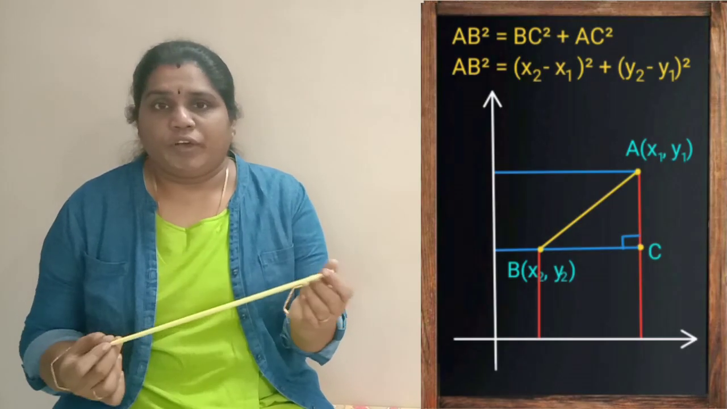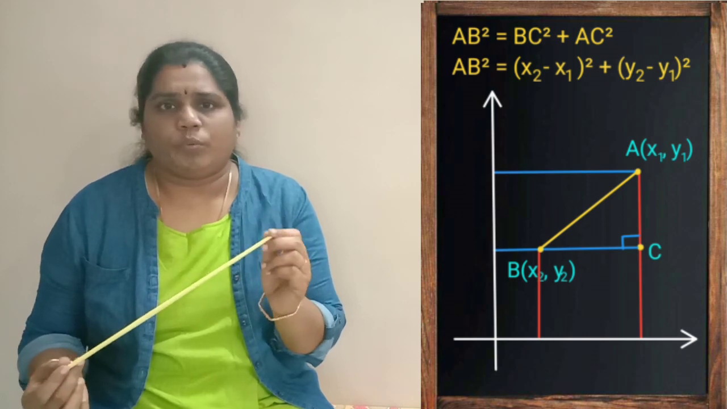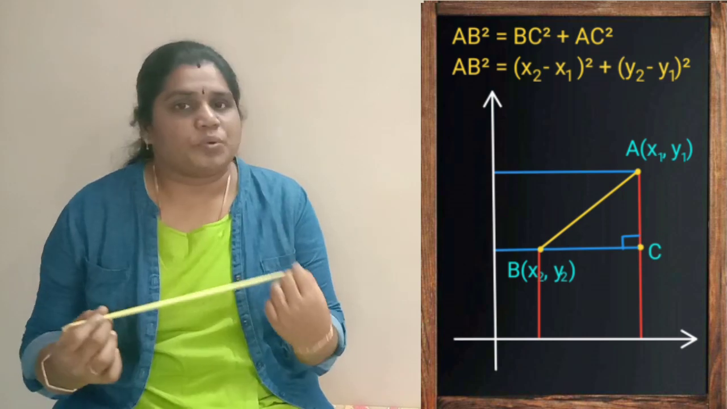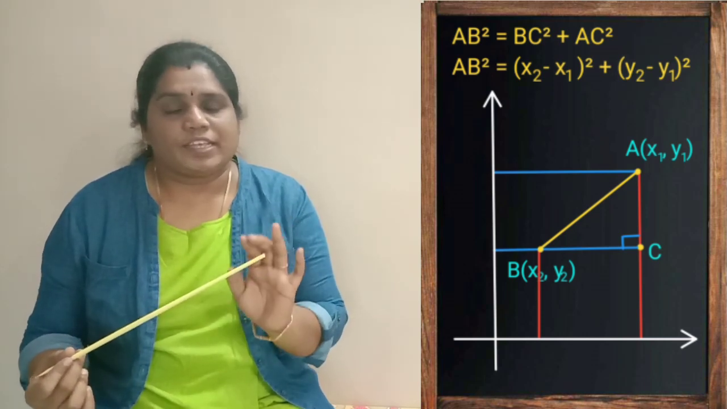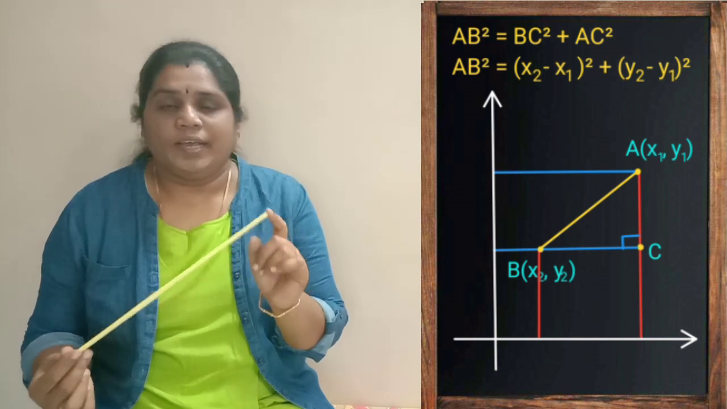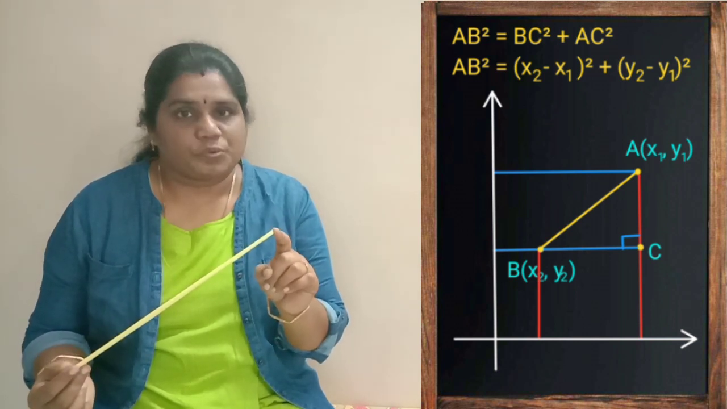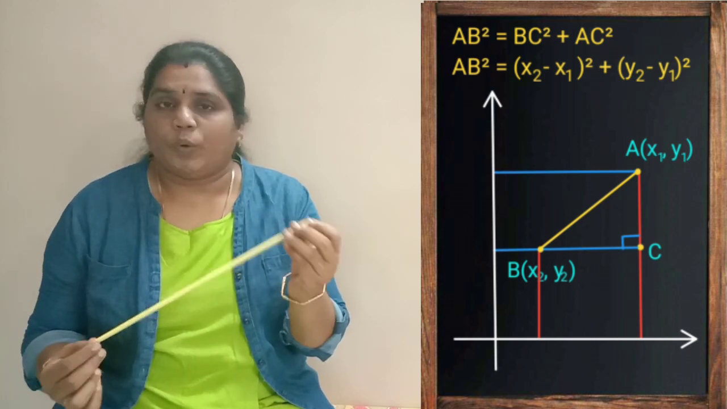The point A is (x1, y1). I mentioned here (x1, y1) as the point A in the xy plane, which I mentioned as the coordinate axis. A is (x1, y1) and B is (x2, y2).